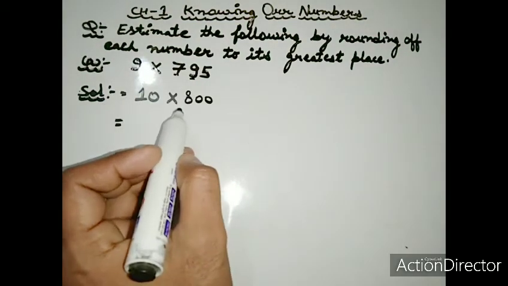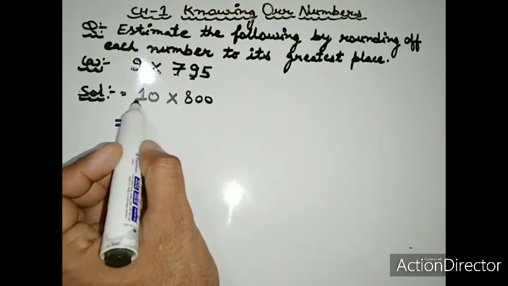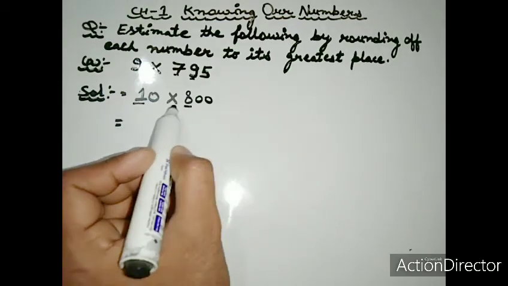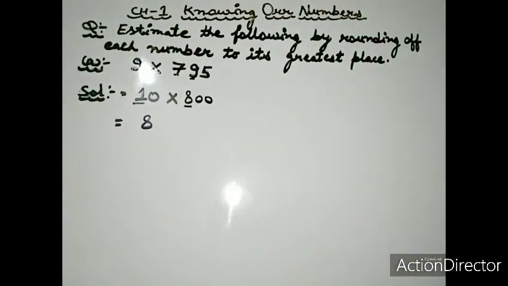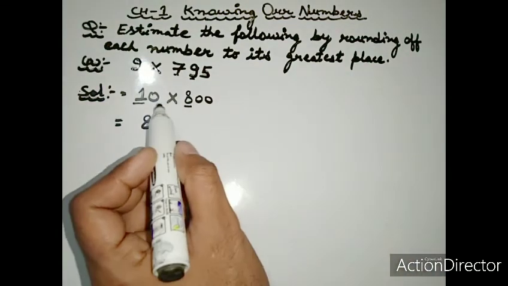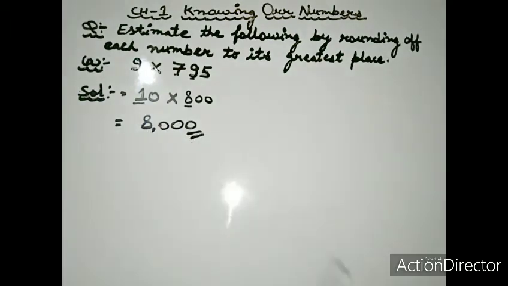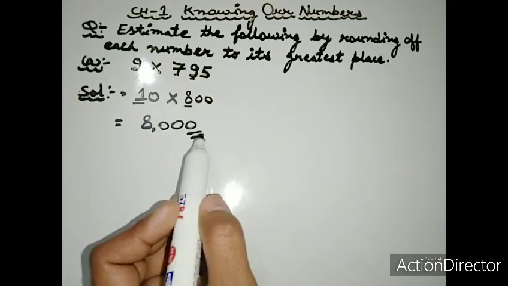Now we multiply 810. So here we use the short method of multiplication. Now here we multiply 8 and 1. 8 ones are 8. And after that we put the total zeros here: 1, 2, 3. So here we get 8,000. So here we say that the estimated product of these two numbers is 8,000.